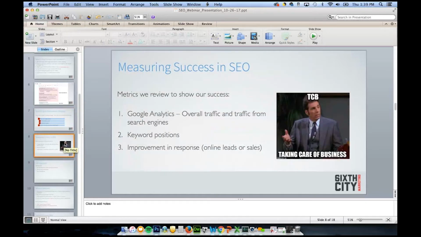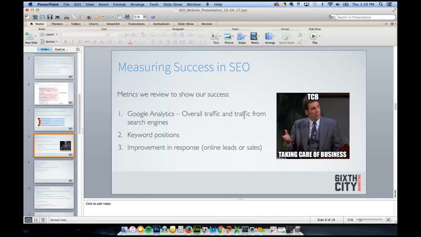And what would a John Sammon afternoon SEO presentation be without a Seinfeld reference? So I've got the measuring success in SEO, taking care of business. Metrics that we review to show our success. You want to show that you're taking care of business by reviewing some of these key elements.